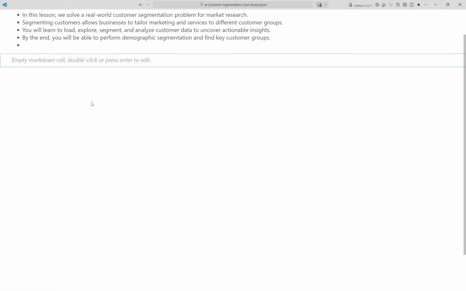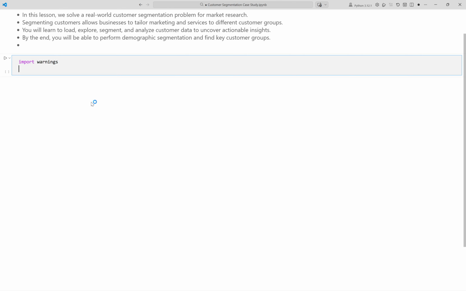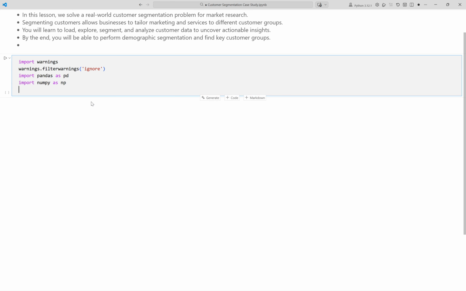We import warnings so we can ignore non-critical warnings during analysis. We disable Python warnings for cleaner output. We import pandas for data manipulation, which is essential for customer data analysis. We import NumPy for numerical calculations required for segmentation techniques.